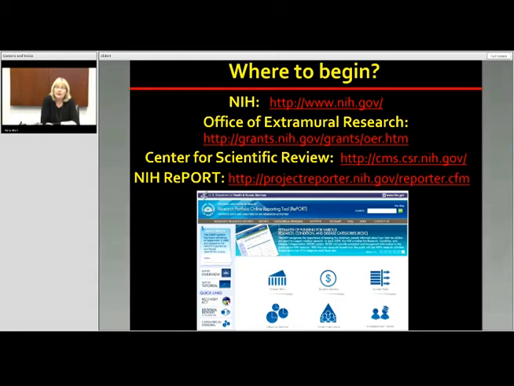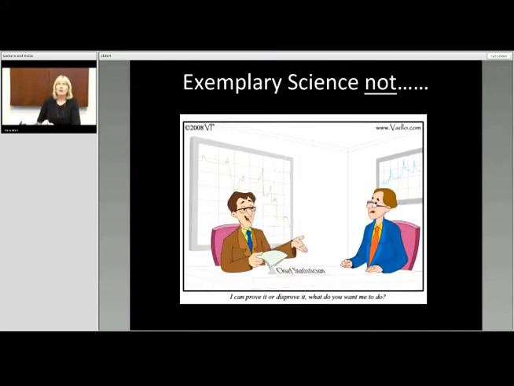A final use of it, I think, is to identify which institute or center, or what part of NIH, may be interested in your work. If you find that there's a specific institute that's supporting someone else's similar work, they may also be interested in your work. It might tell you who you should be talking to. So I think that's it.